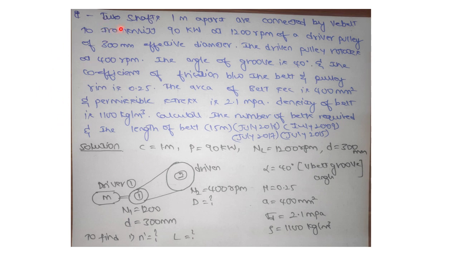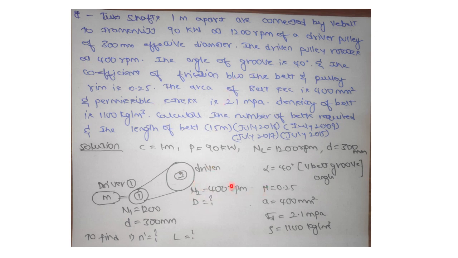So in this problem, he has stated that two shafts 1 meter apart are connected by V-belt to transmit 90 kilowatt at 1200 rpm of a driver pulley of 300 effective diameter. So he has given the speed of the driver and the diameter of the driver, and the shafts are 1 meter apart. So he has given the center distance also. The driven pulley rotates at 400 rpm. So 400 rpm is the speed of the driven pulley which is given.